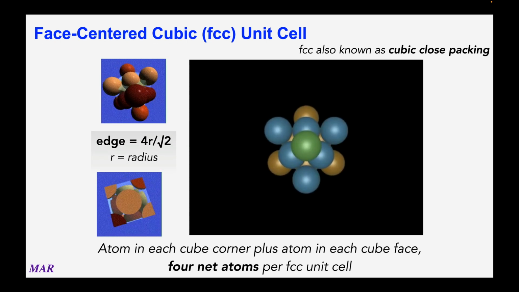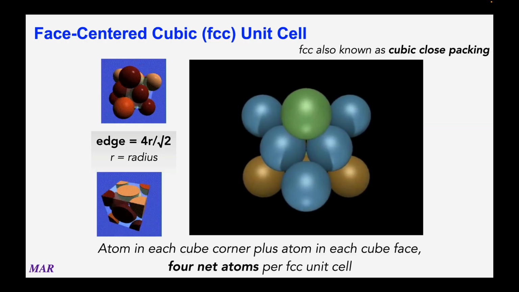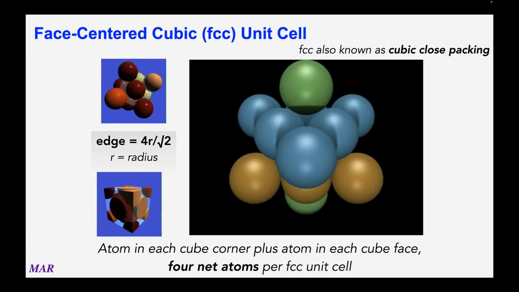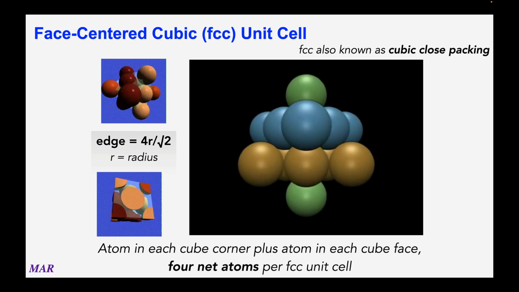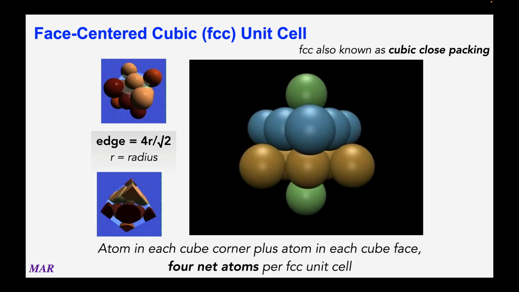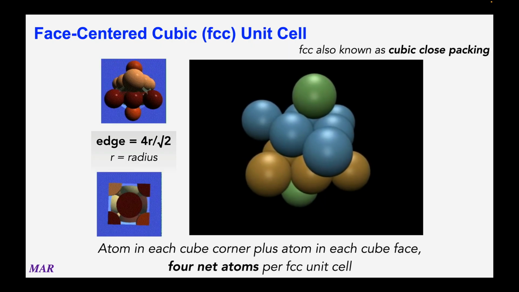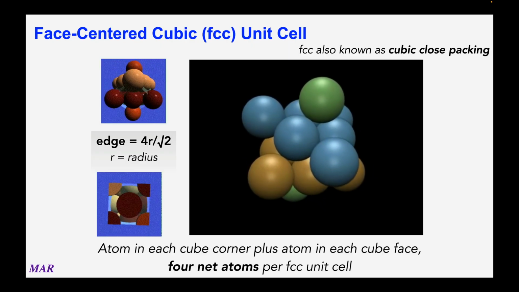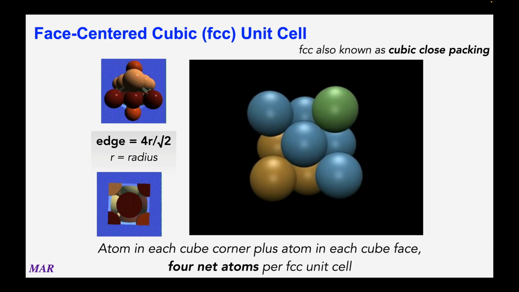The face-centered cubic unit cell is also known sometimes as the cubic close packing cell, and there are subtle differences between FCC and cubic close packing, but we're not going to worry about them in our class. When you take the chainsaw to the face-centered cubic, you still have the 8 times 1/8 atoms in the corner. But the difference now is the face atoms, half of the atom is in the unit cell and half of the atom is outside the cell.